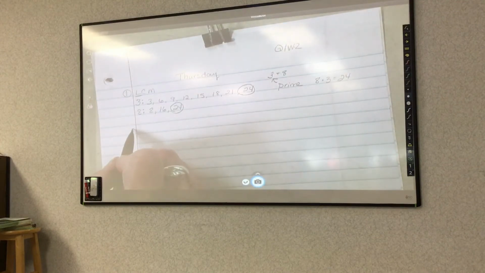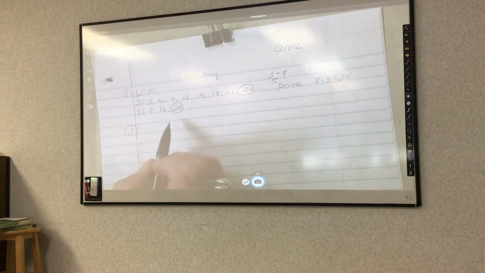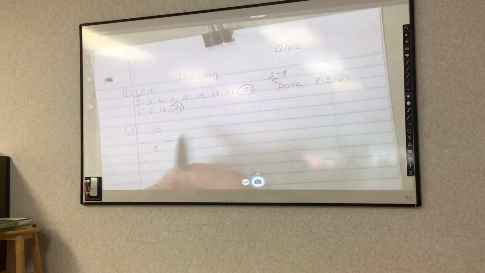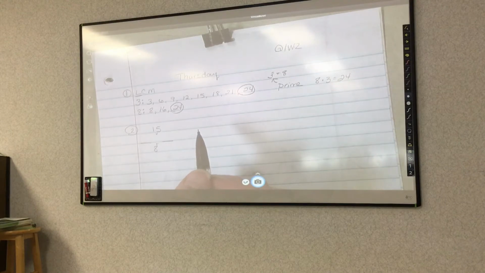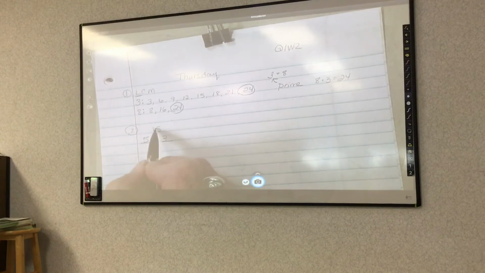Number 2. What adds to be the bottom number but multiplies to be the top? So I've got the number 15 on the top and the number 8 on the bottom. I have two numbers in between. The 2 have to add to get to 8 and multiply to get to 15. So I have to think of what my factors of 15 are. 5 and 3 or 3 and 5, because 5 times 3 is 15, and 5 plus 3 is 8.